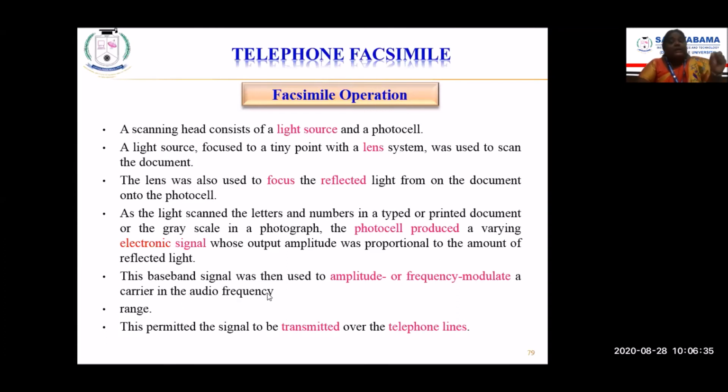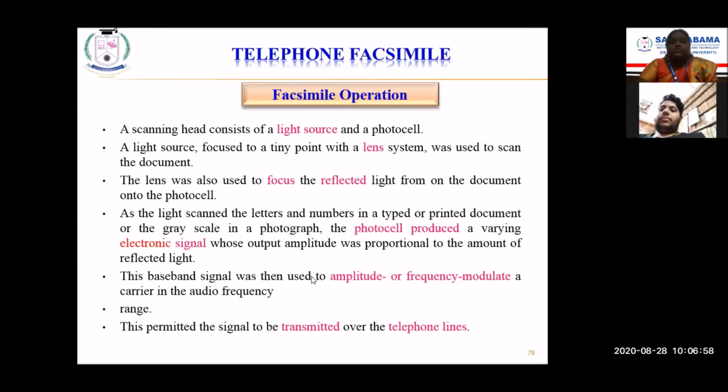So it has to travel along with the voice information that is being transmitted in the case of the telephone line. The same dedicated line which is used for transmitting the voice signal will be used. It will be modulated depending upon the type of modulation and the instrument it is designed for, either amplitude or frequency modulation, and that will be transmitted. This is how the signal is transmitted over the telephone lines.